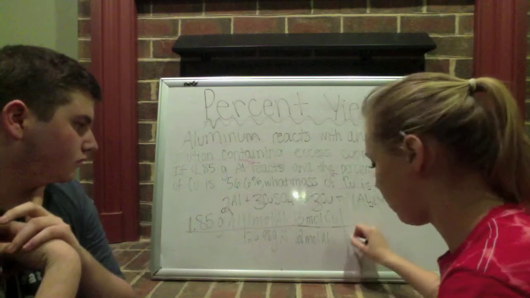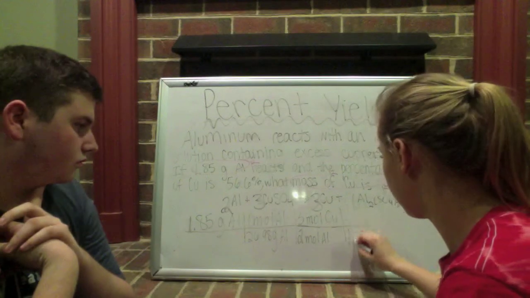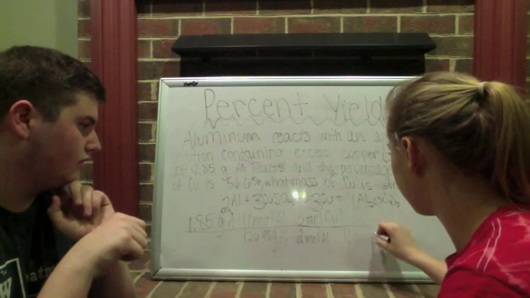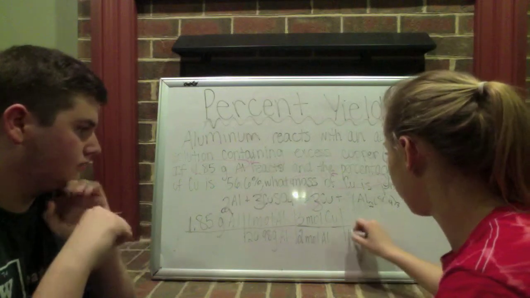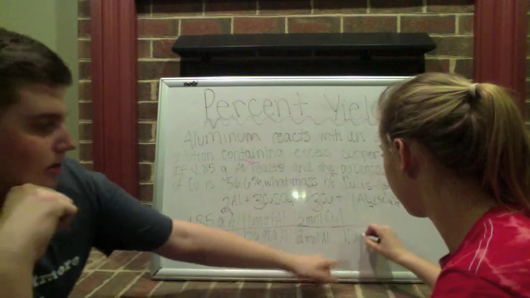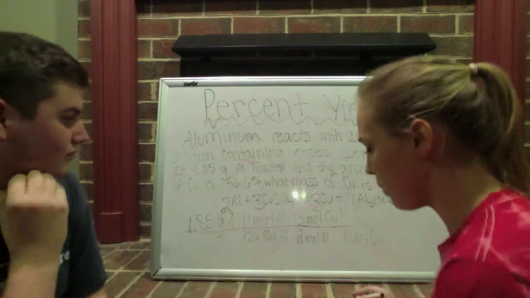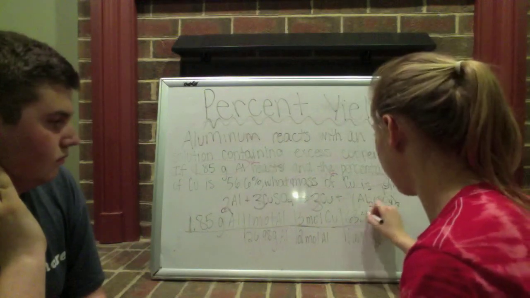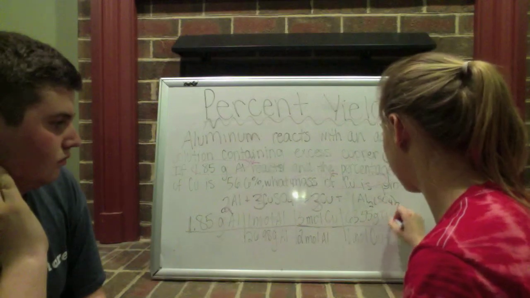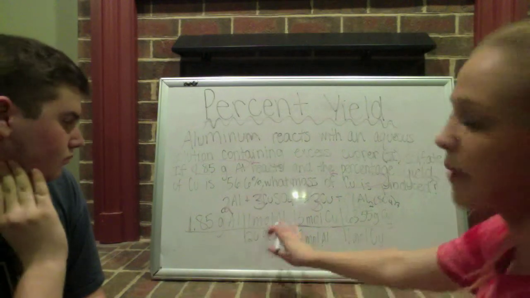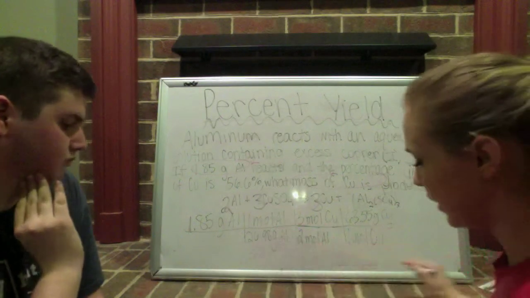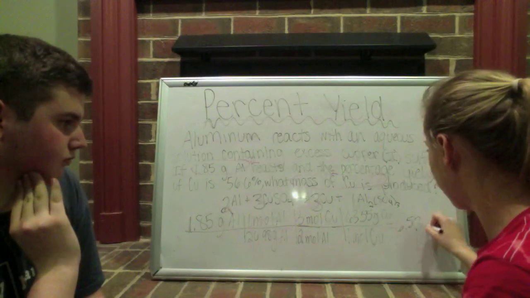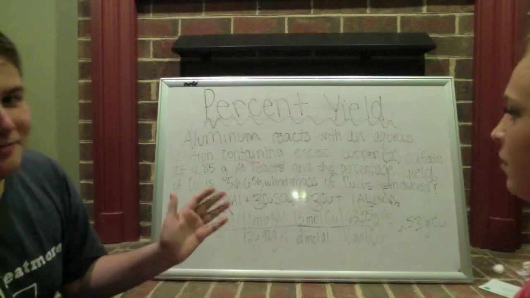So in 1 mole of copper, that's 1 mole of copper for 63.55 grams of copper. Alright, and then once you multiply that out and divide, you're going to get 6.53 grams of copper. But wait.